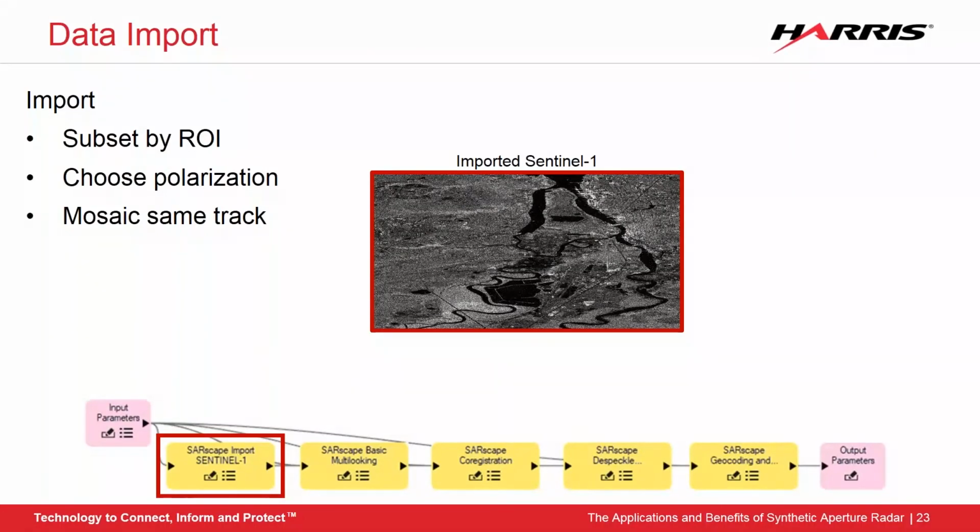This helps cut down on your data storage and makes your processing run much faster since SAR scenes can be very large. During that import step, you can also choose the polarizations you want, and this will depend on what you're doing with the data. We'll talk more about this in future webinars. Today, we're just going to cover applications. You can also mosaic scenes from the same track, and that will simplify your data processing.